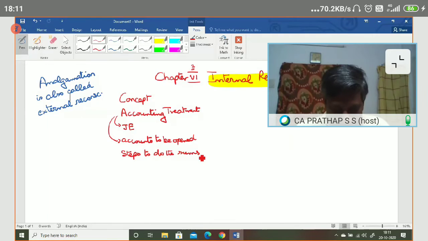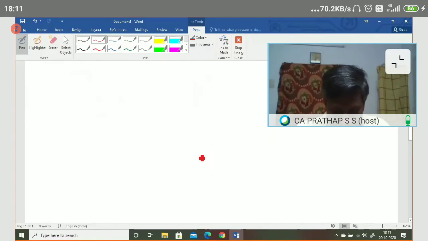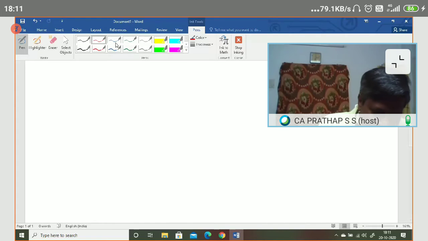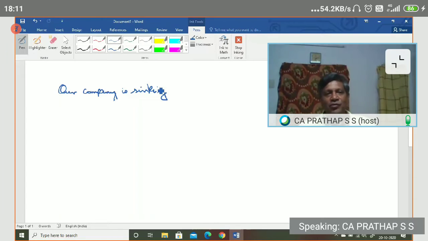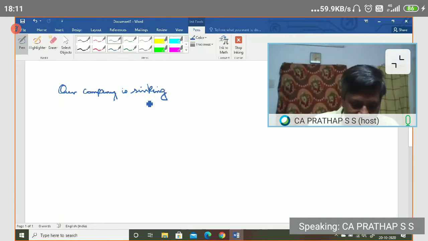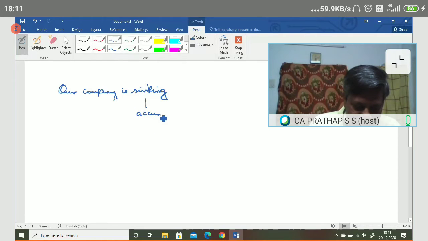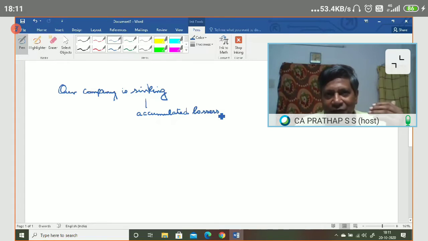Okay, 5 minutes you'll get it. Okay guys, so what is the concept of internal reconstruction? Now, our company is sinking. In terms of accounts, what do you mean by a company sinking? That means we are getting a lot of accumulated losses. Once losses start building up, there's a danger of the company collapsing. It will not be a going concern.